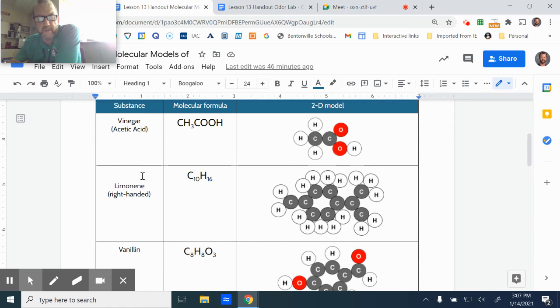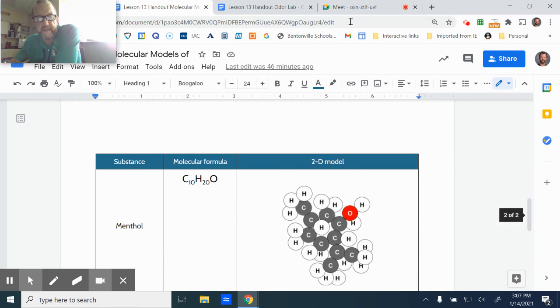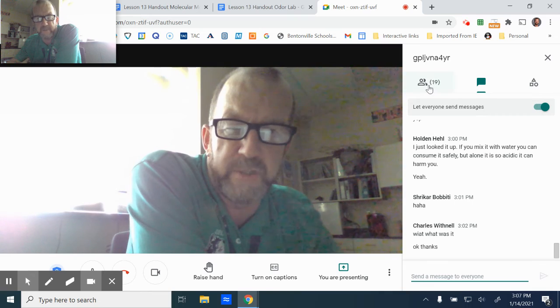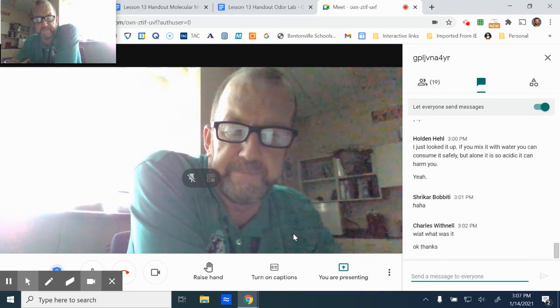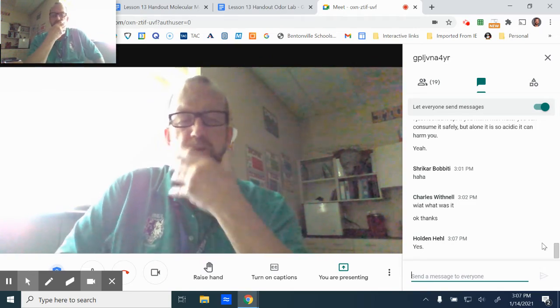And that's all I'm going to do. I'm going to do that for each one of the substances. Vinegar, I'm going to write down what I notice about vinegar's molecule. I'm going to write down what I notice about the vanilla molecule, and so on and so forth. So does that make sense what I want you to do in that last column? You're just basically going to describe what you noticed about those molecules.